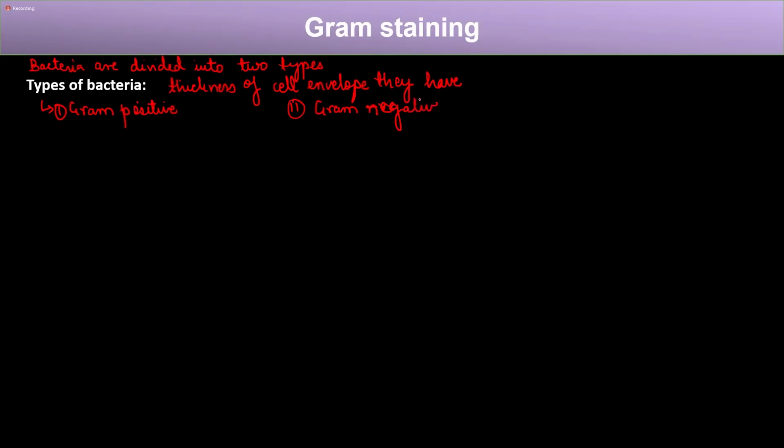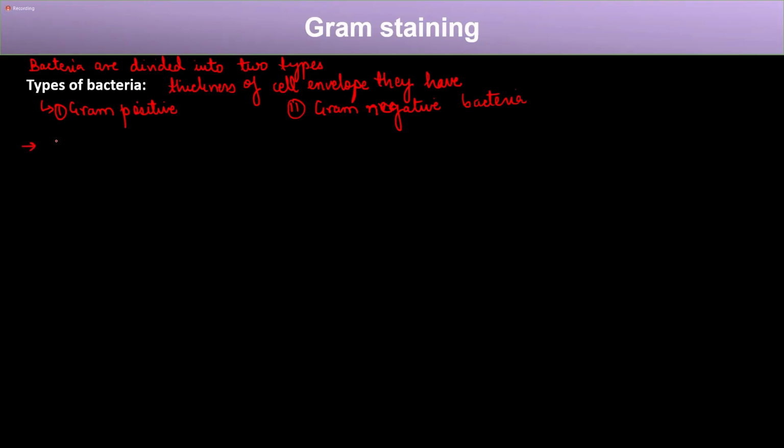Gram-negative bacteria. So based on the thickness of the cell envelope, the bacteria are divided into two types. Similarly, we saw in the last slide that based on the shape of the cell, the bacteria are divided into four types. So there are different criteria on what basis a bacteria is divided. Here, they are divided on the basis of the thickness of cell envelope.